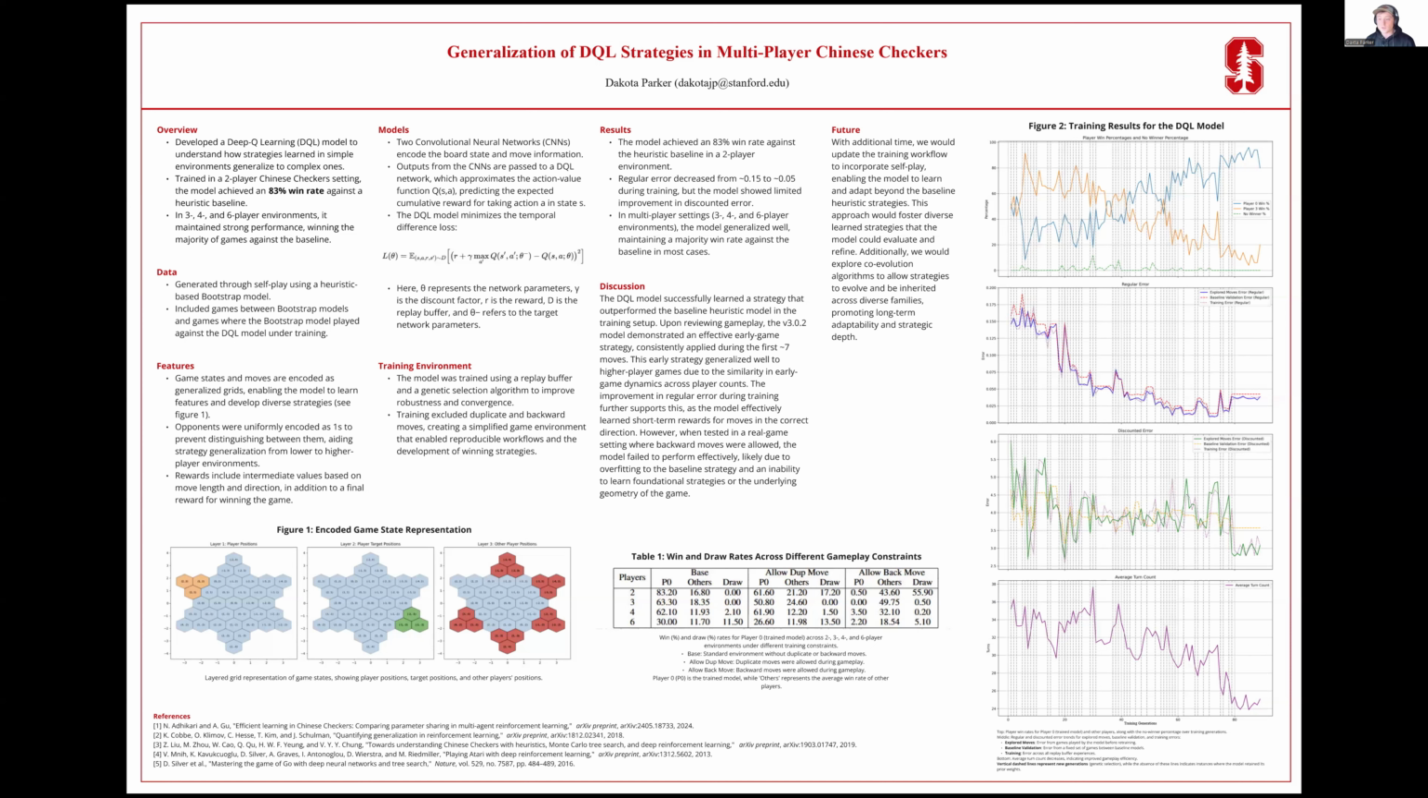Now, the features I used to represent the game, I kept very generic because I didn't want to be designing features that I thought would win. I wanted the model to learn those on its own.